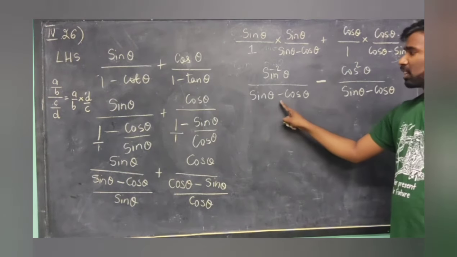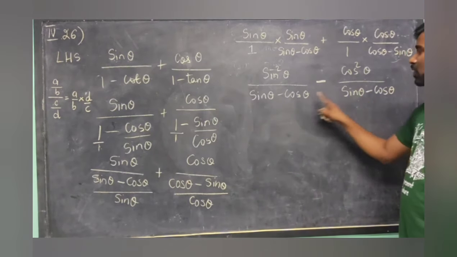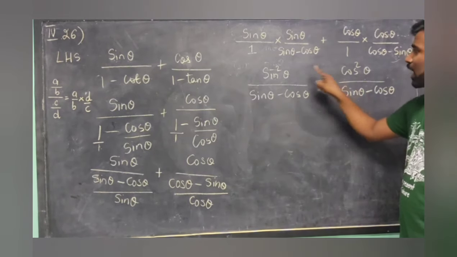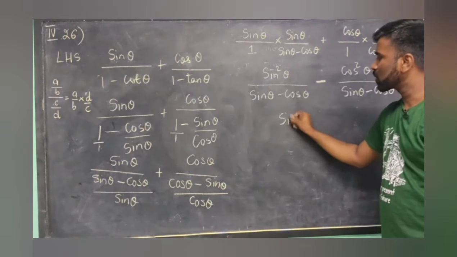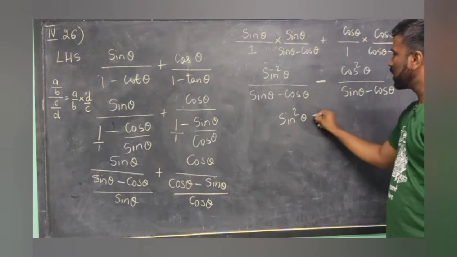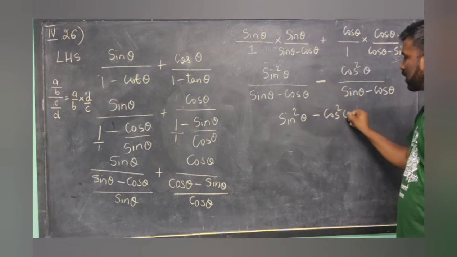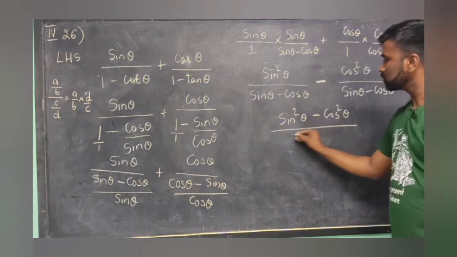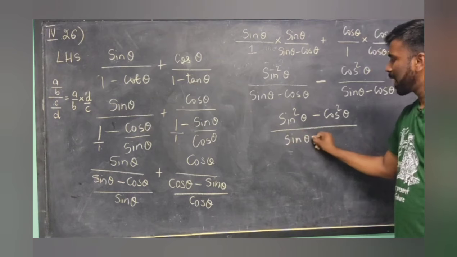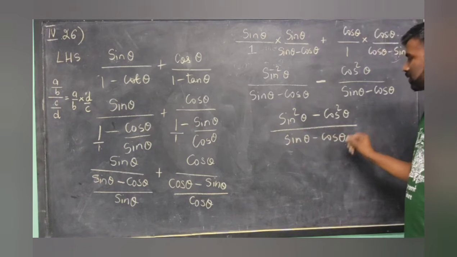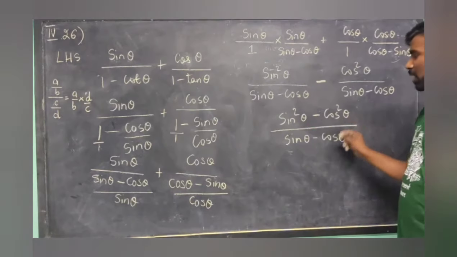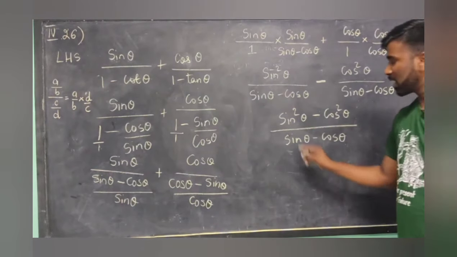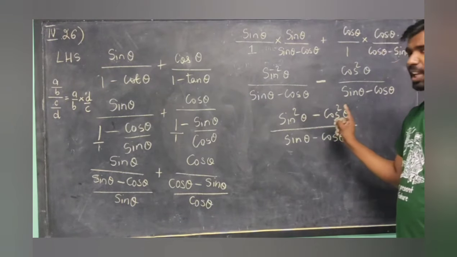Now if you see here, the denominators are same. If the denominators are same, you can directly add or subtract the numerators. That is sin square theta minus cos square theta divided by sin theta minus cos theta. Now which is of the form a square minus b square. A square minus b square can be written as a plus b into a minus b.